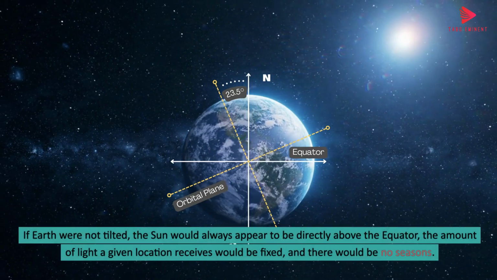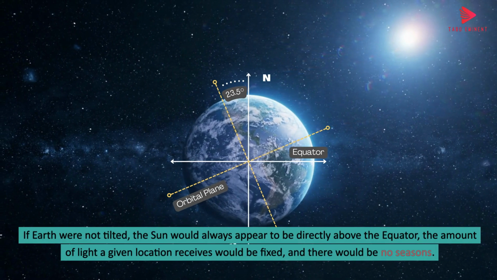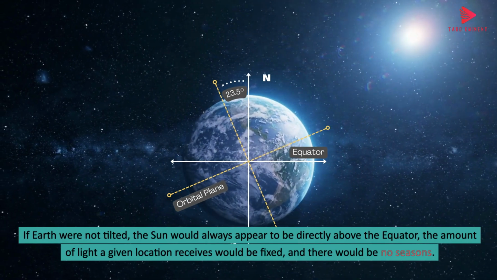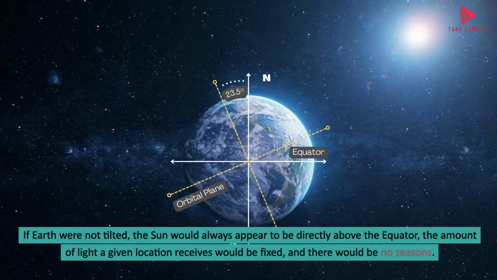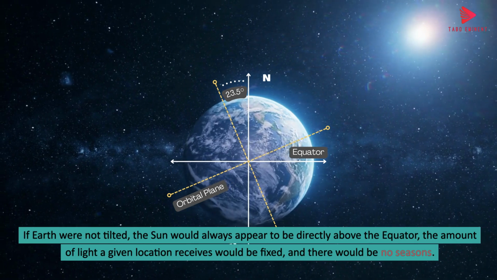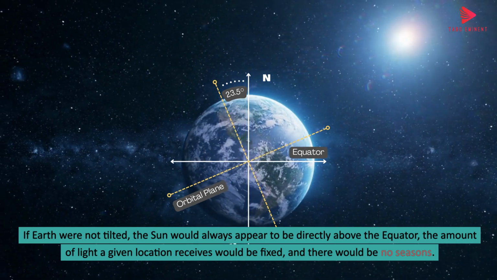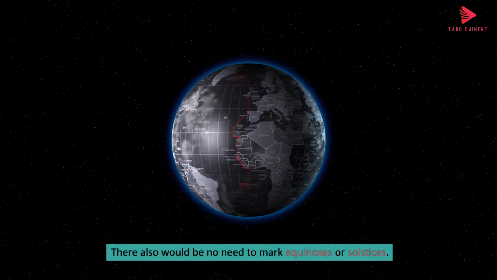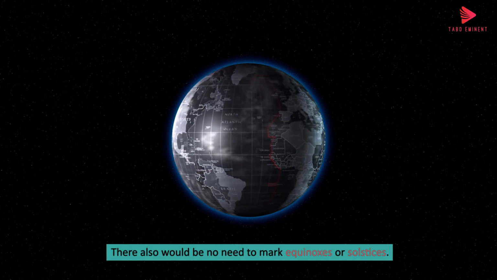If Earth were not tilted, the Sun would always appear to be directly above the equator. The amount of light a given location receives would be fixed, and there would be no seasons. There also would be no need to mark equinoxes or solstices.